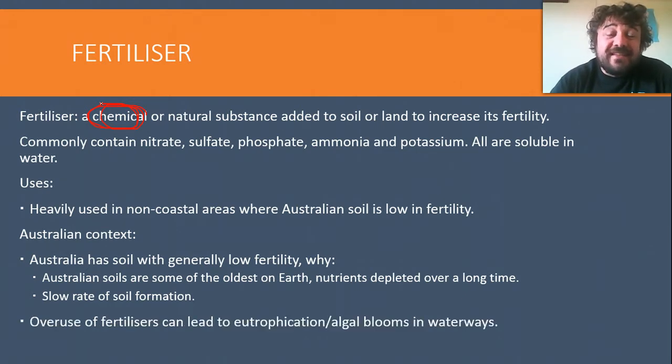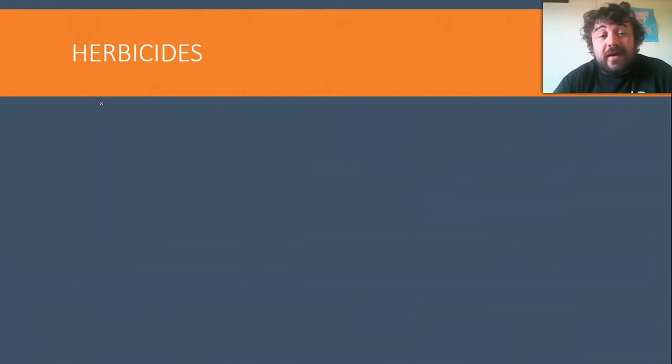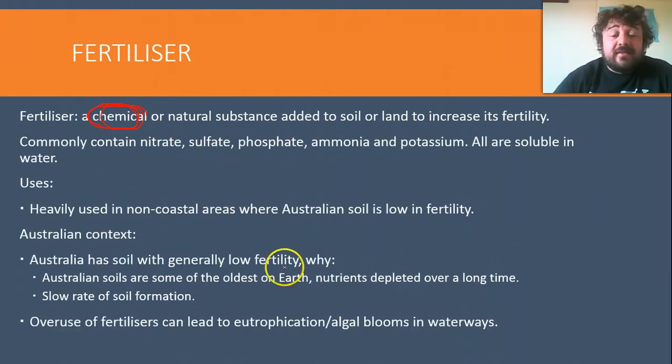Basically, the downside of using fertilizers, however, is that overuse of fertilizers can really lead to eutrophication or algal blooms in the waterways. So whenever you see algal blooms, that's usually because of excess phosphates in the water. These can also come from the home, by the way, from detergents. Detergents always have lots of phosphates in them.